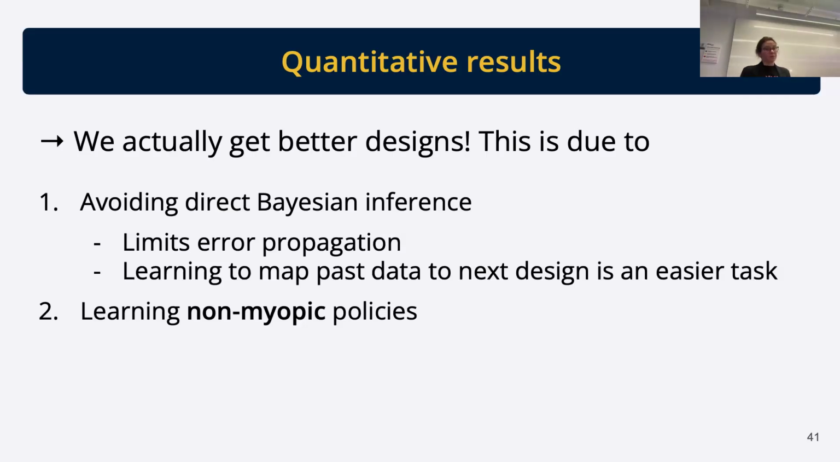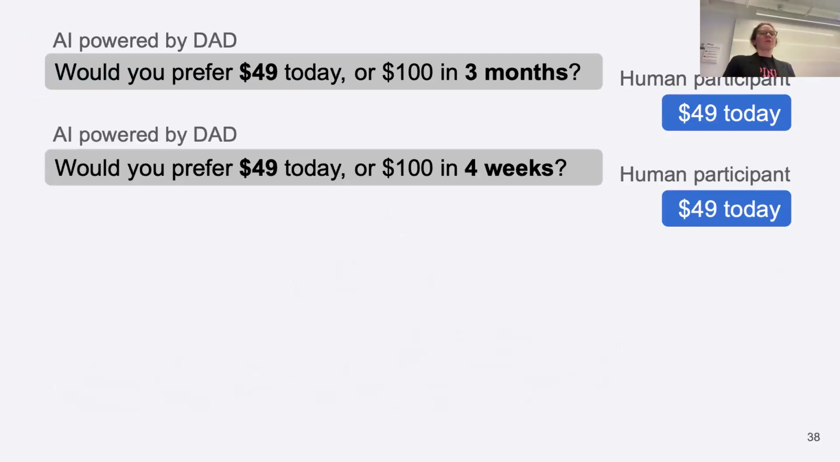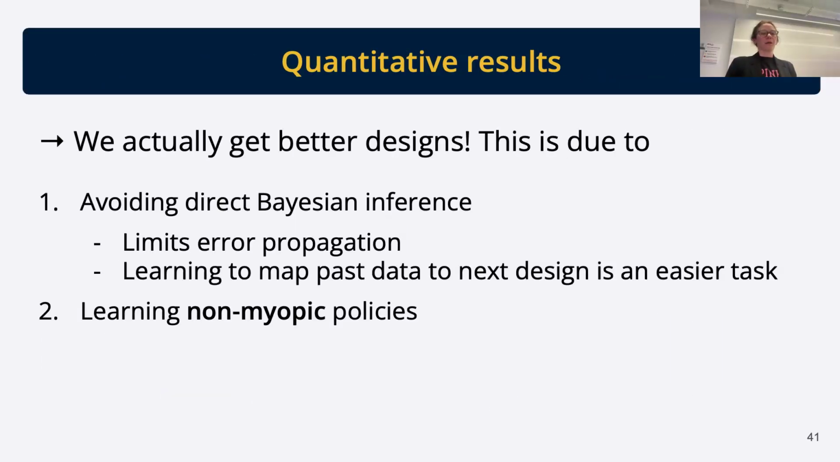And the second, actually bigger reason is that we're learning what we call non-myopic policies. As I started saying, if you were careful in the definition of our objective, we're not optimizing for the next best design. What we're doing is planning ahead and designing for the entire duration of the T experiments, as opposed to for the next best. So this non-myopic aspect potentially brings us a much higher information gain.